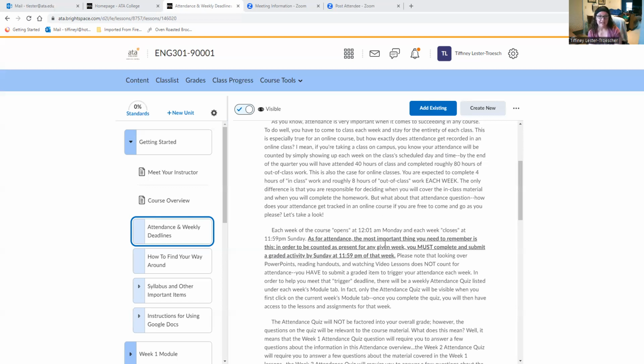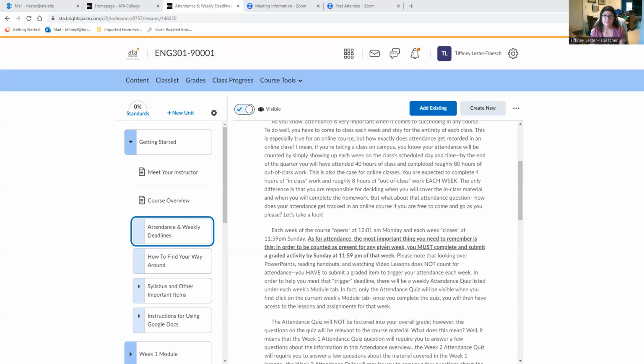Week 2, the questions on the attendance quiz will be about the information that we cover in week 1, which will be chapter 1. Week 3, the attendance quiz questions will be based on the material we cover during week 2. So in order to answer the questions on the attendance quiz, you have to have gone through the material from the previous week.